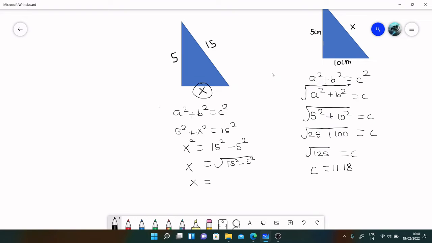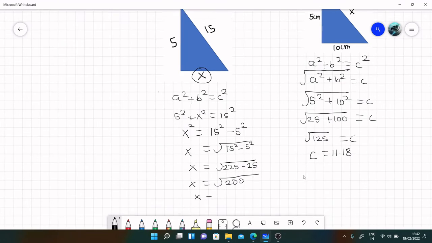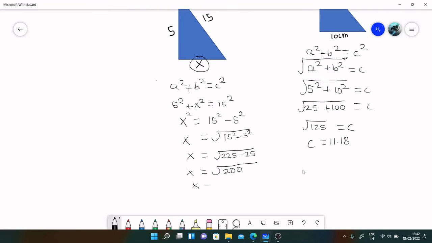So it will be x equals square root of 225 minus 25, which is x equals square root of 200, and that will give us 14.14, rounded to 2 decimal places. 14.14 is the value of one of our legs.